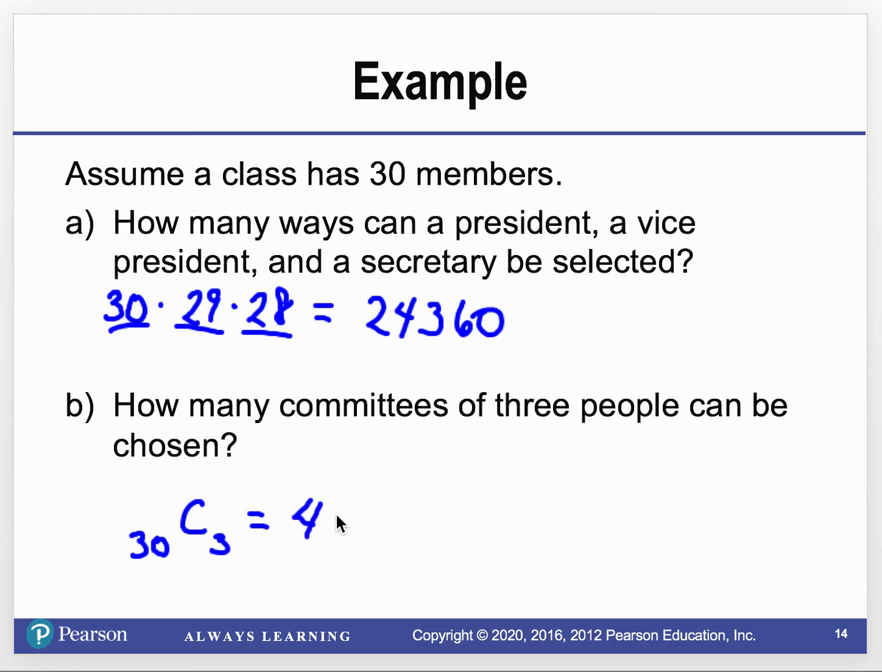4,060. Notice the difference in the size of the numbers, because every single grouping doesn't count here, right?